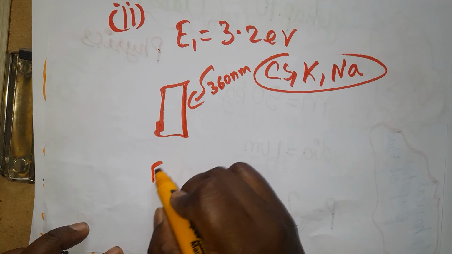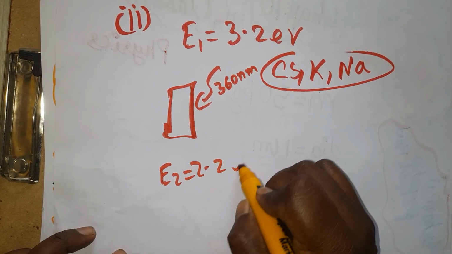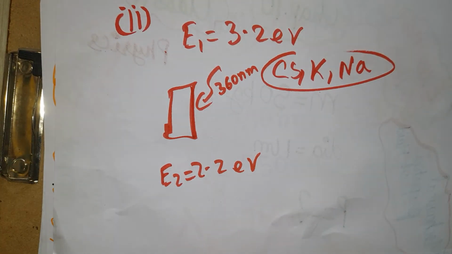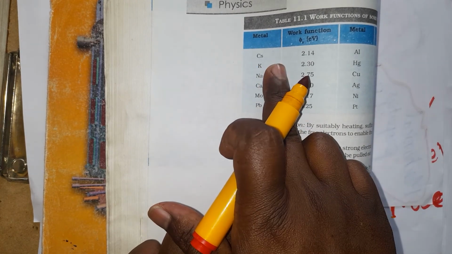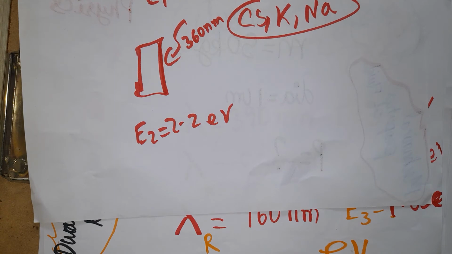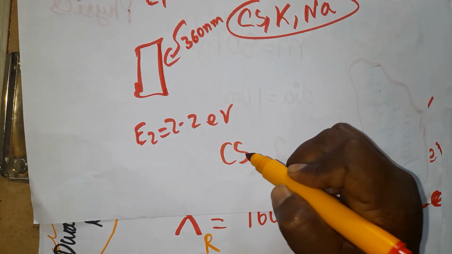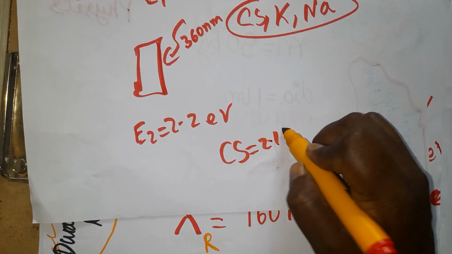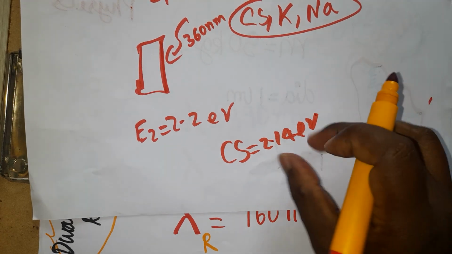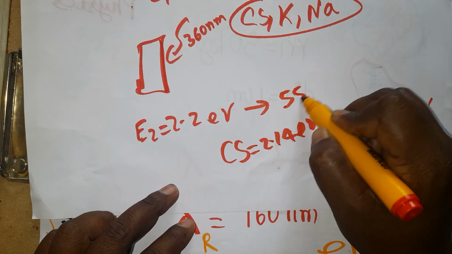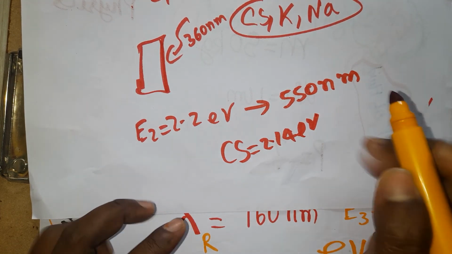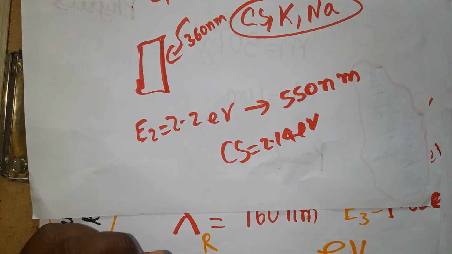Okay, now E2 is how much? No, 2.2 eV. Less than this value means everything is suitable. Okay, for E2, which materials are suitable? No, for E2 incident light, only Cs is suitable. Okay, because Cs requires 2.14 eV. So this is the minimum energy. The incident energy is more than that, so this can be used. Okay, this wavelength is 550 nanometer. If it is incident, you can use this material to emit the electron from the metal surface.